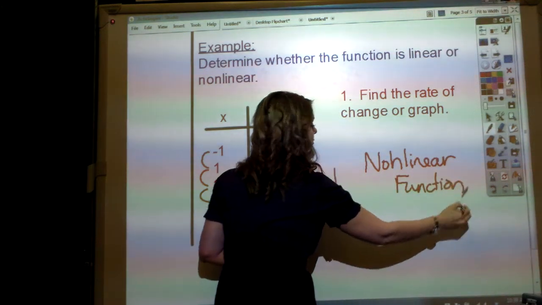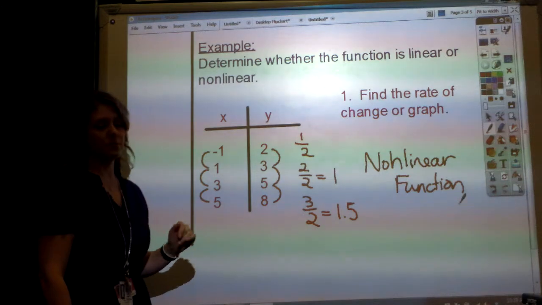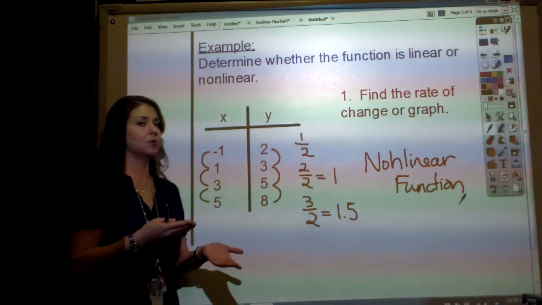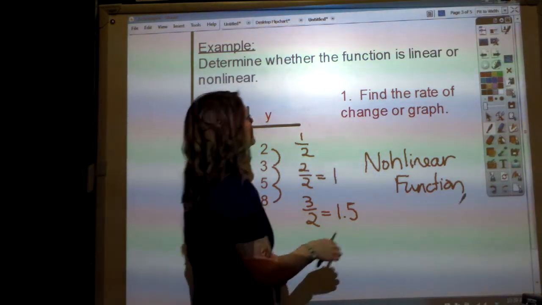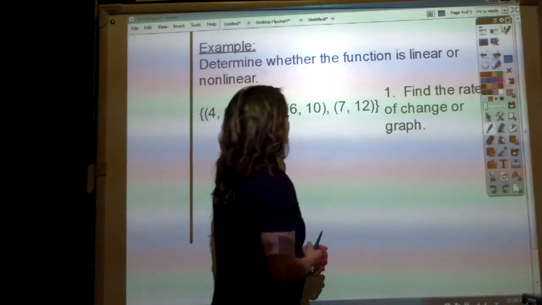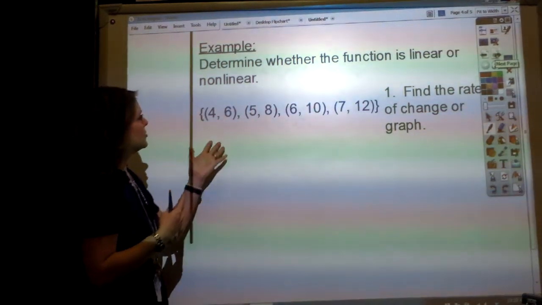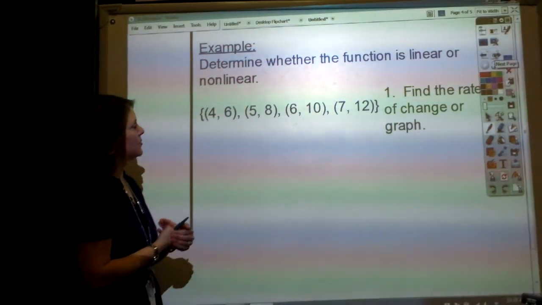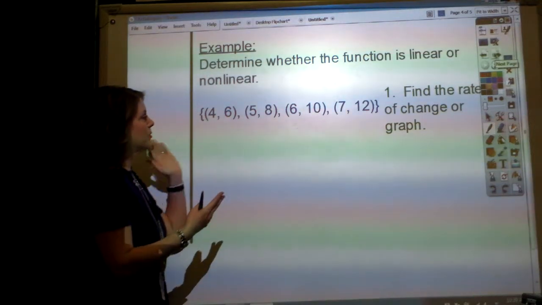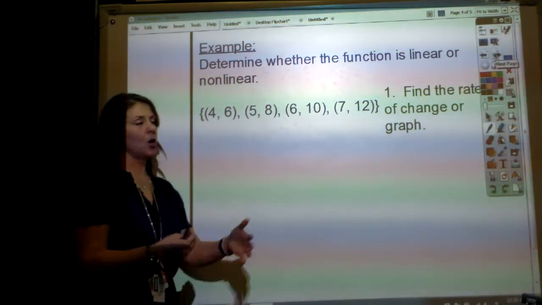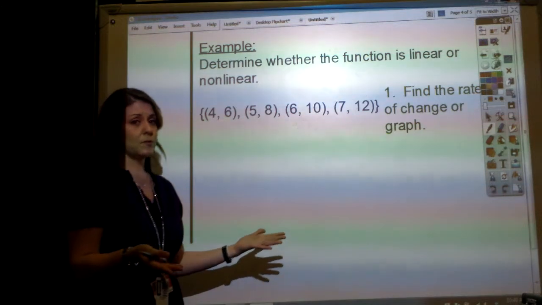If we were to graph these 4 ordered pairs, they wouldn't fall on the same line. So you can look at it both ways. All right, another example. Again, determine whether this particular function is linear or nonlinear. So here's an example where you're given just a set of ordered pairs. You can work this one of 2 ways.